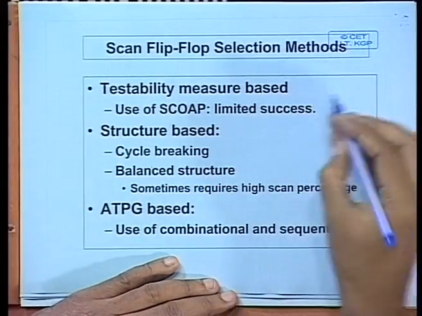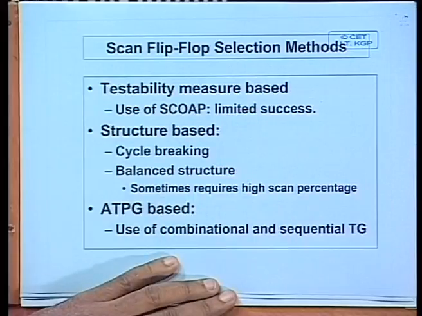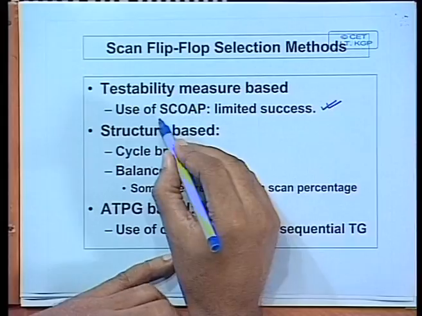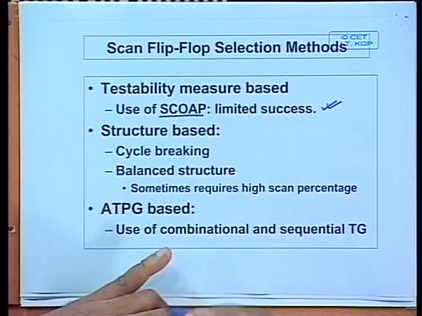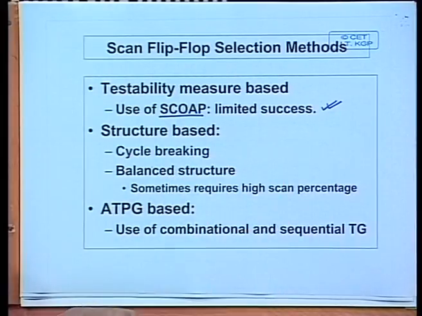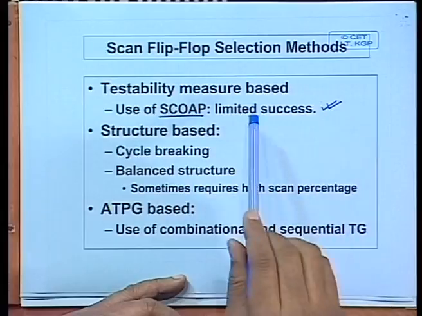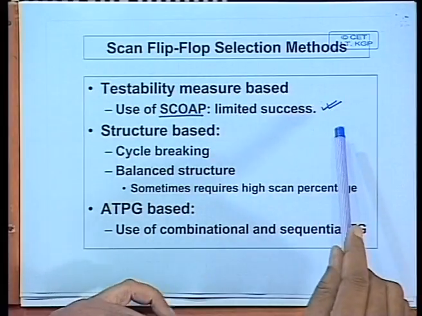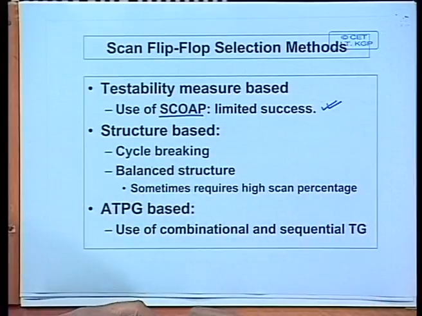The first approach is based on some testability measures. Well, there are several standard techniques. One popular method is COP. Here you can statically analyze the circuit and try to find out the controllability and observability metric of each individual line. So, you can find out which of the flip flops are more difficult to control and observe. So, you can select those as scan flip flops.